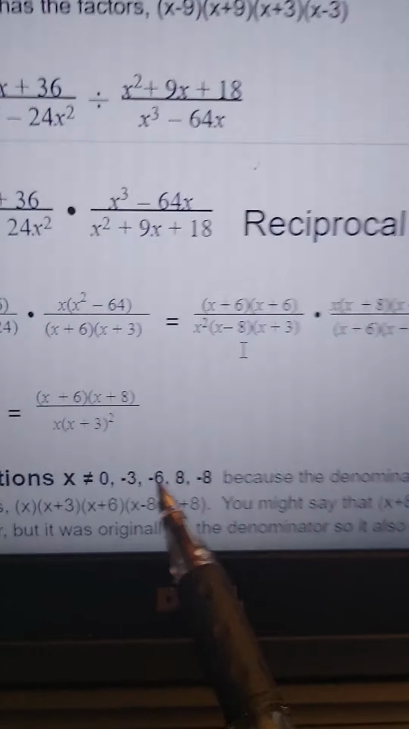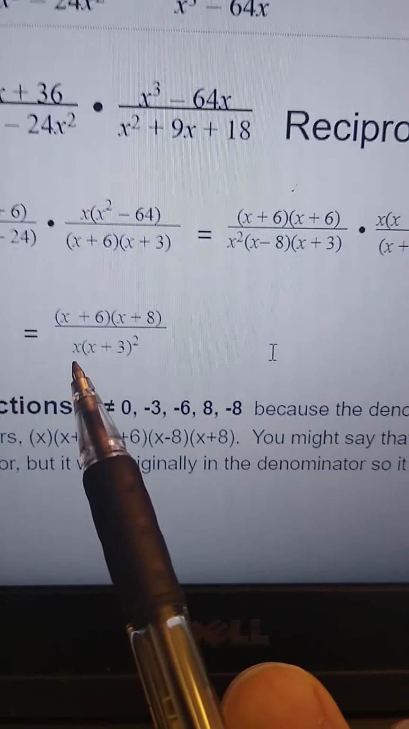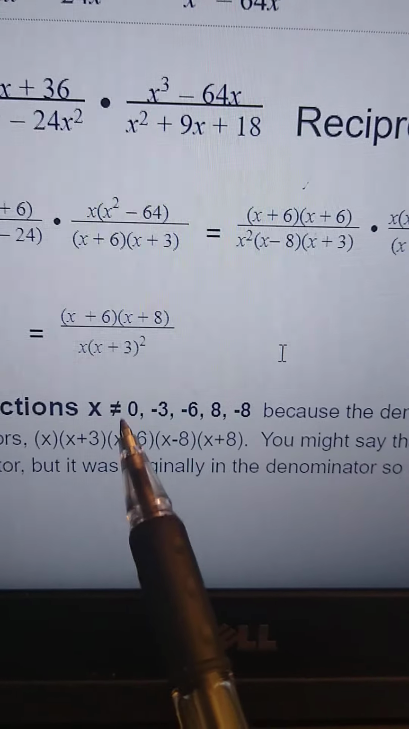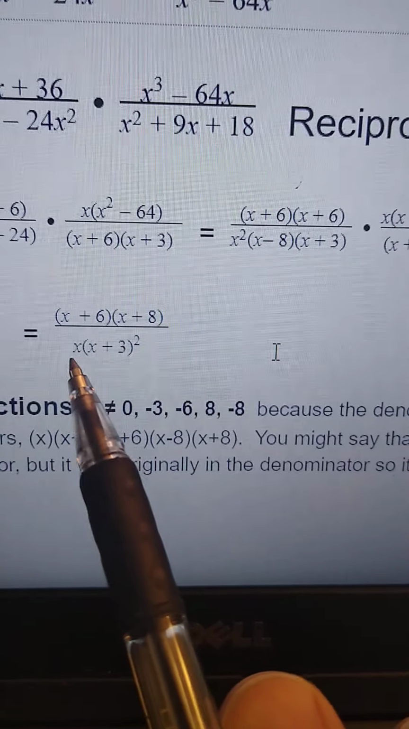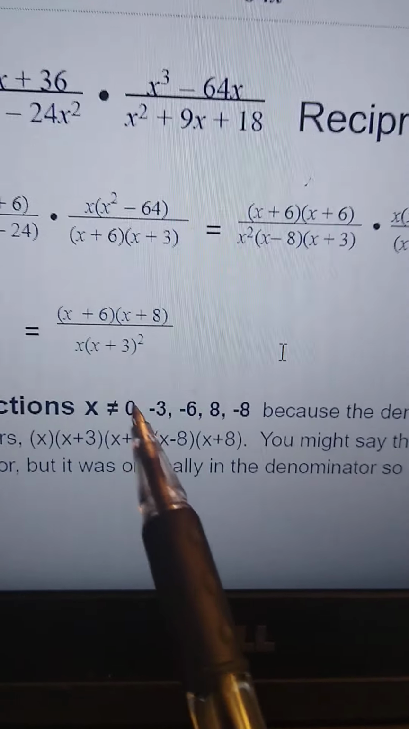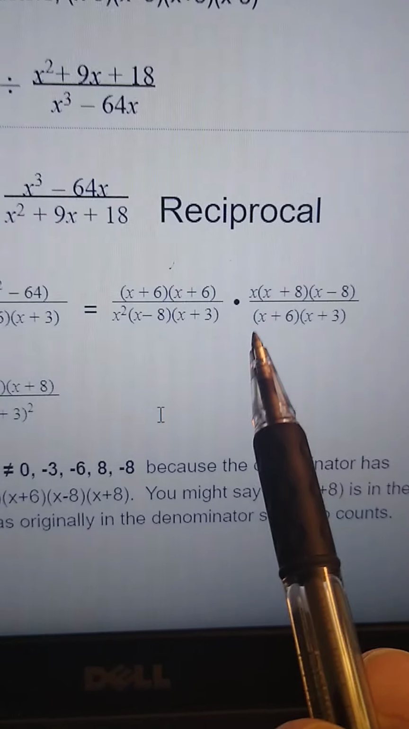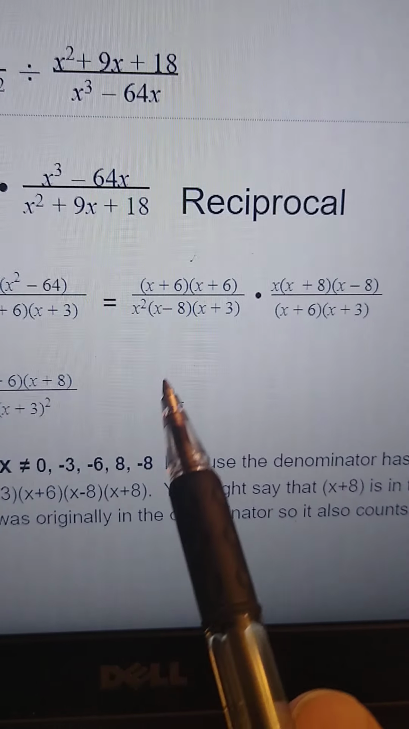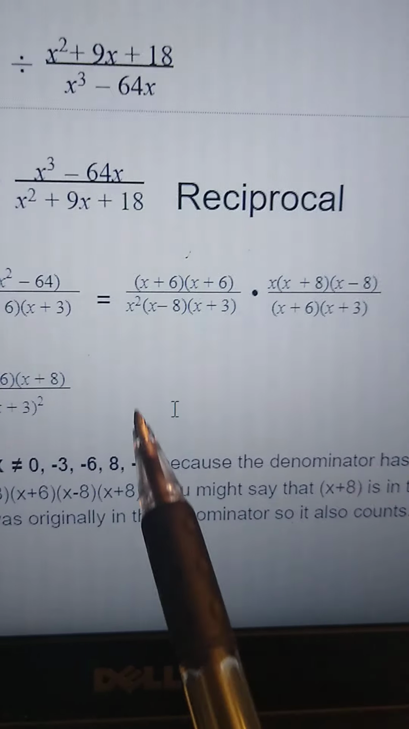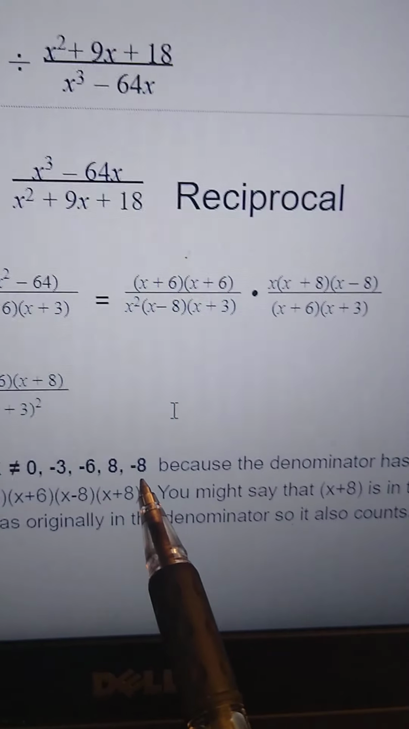So let's look at our denominators for restrictions. x means 0 can't be an x value, because if you plug 0 in for x, that would make 0 in the denominator. This x plus 3 means negative 3 cannot be an x value. We also had this x plus 6 in the denominator, so negative 6 can't be x. I also have an 8 from x minus 8. But I also have to include negative 8.